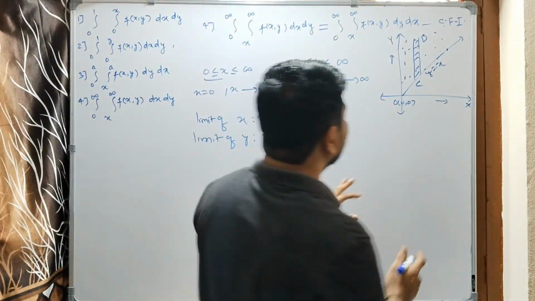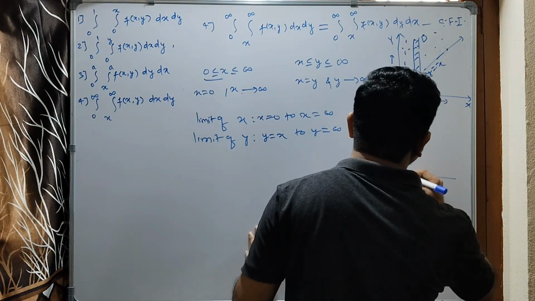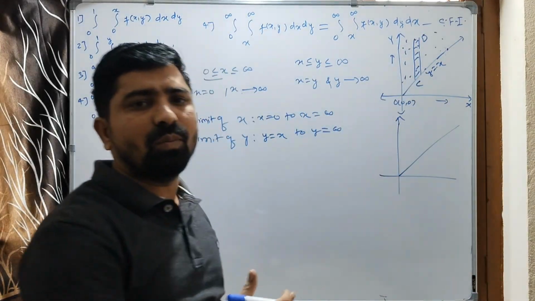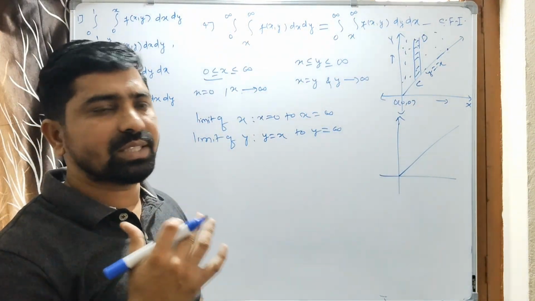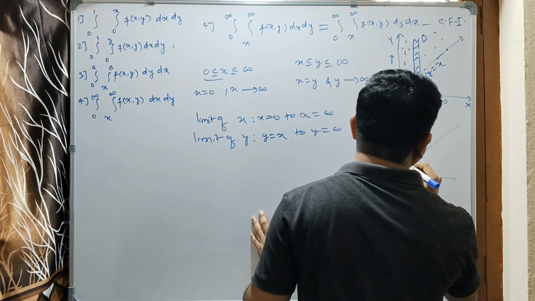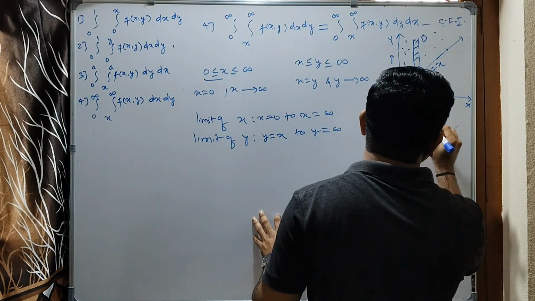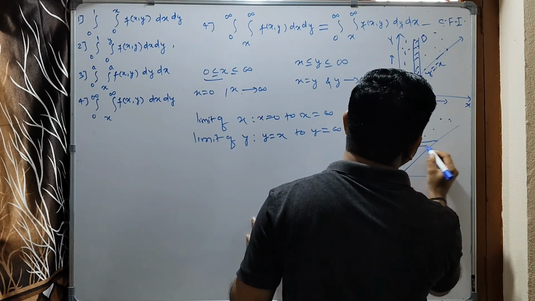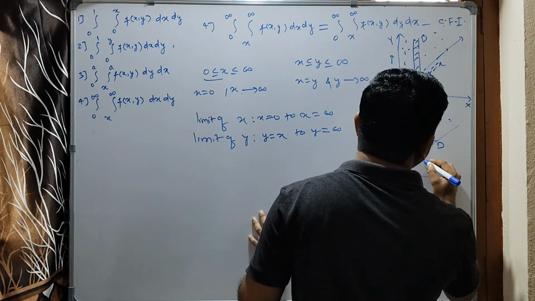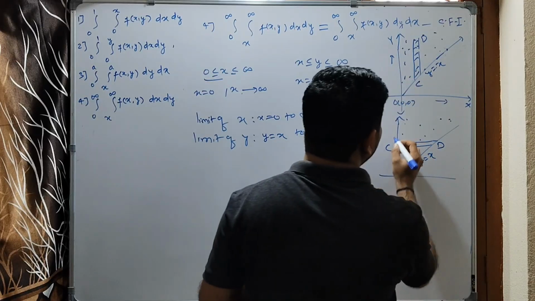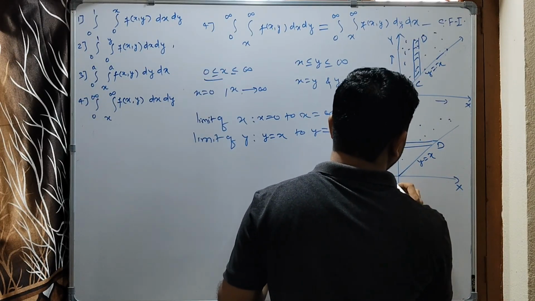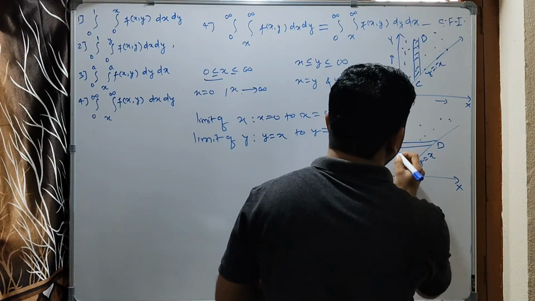But now I want to cover the same region with the help of a horizontal strip which is parallel to the x-axis. Let's say this is my strip CD. This is the line y equal to x, this is the y-axis, and this is the x-axis. This is my origin 0, 0.